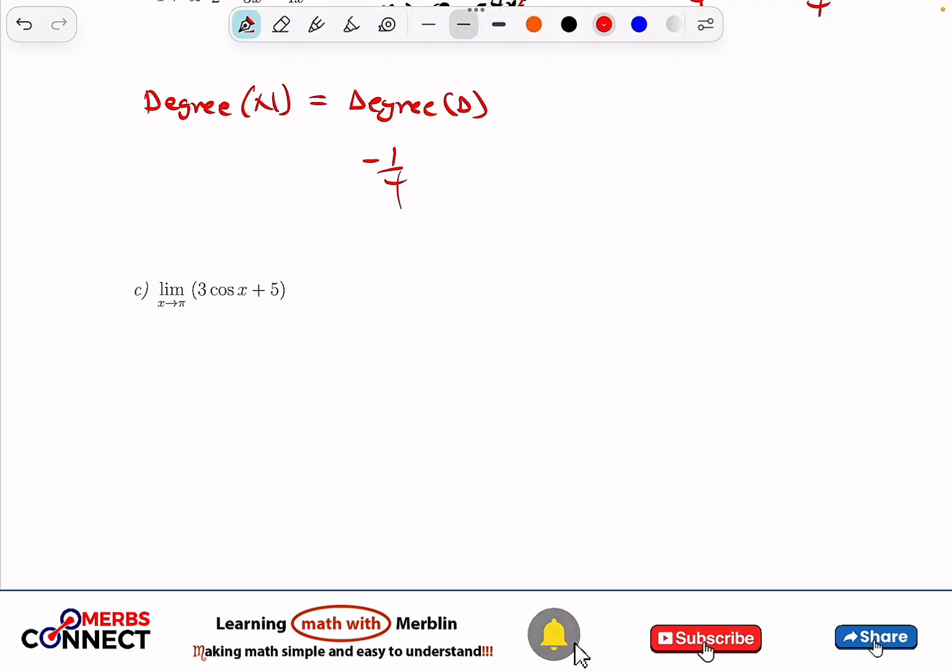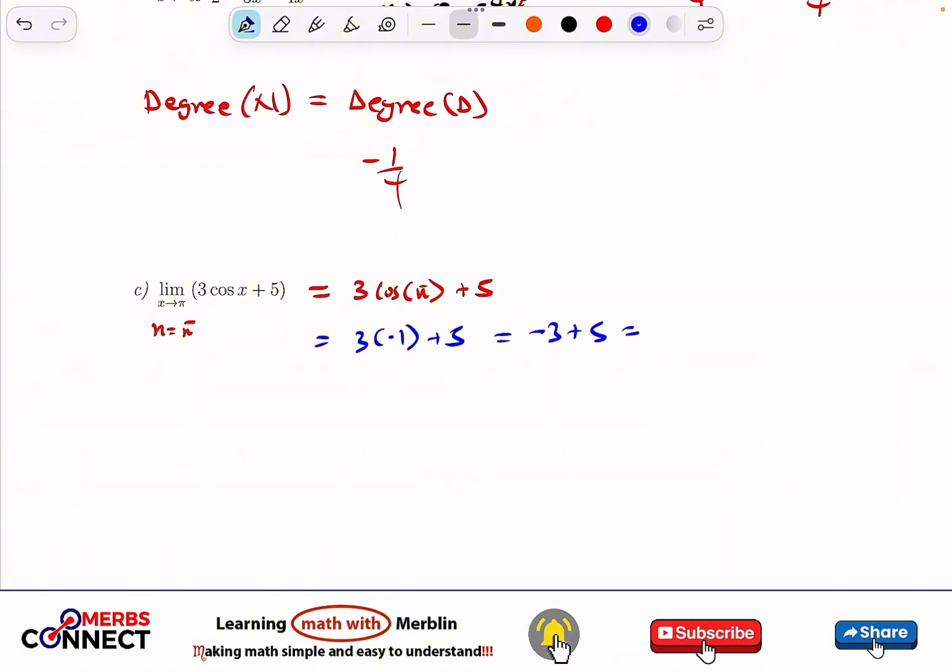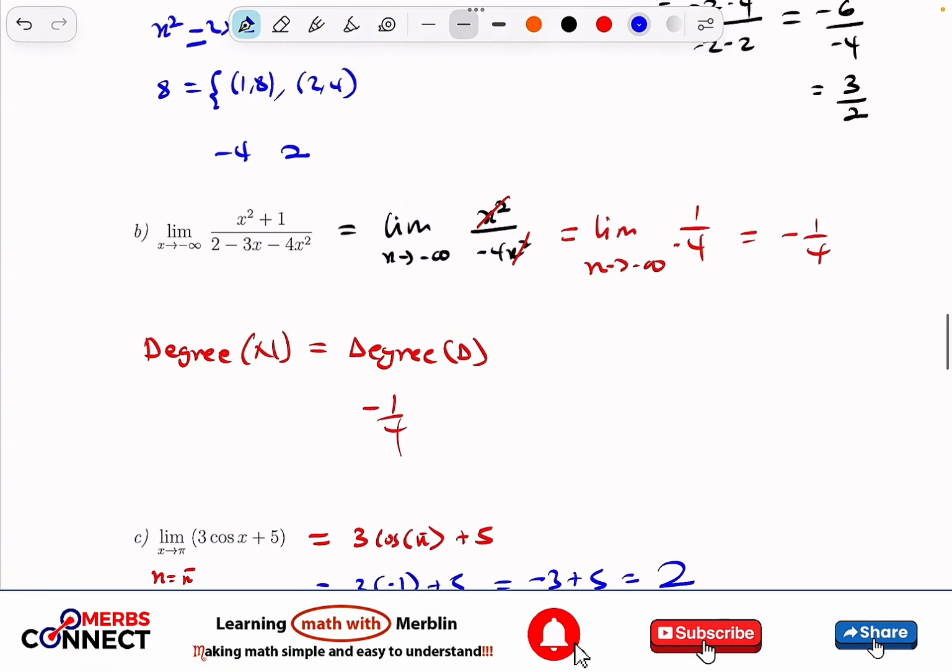Now, as I said, always direct substitution first. So let's do direct substitution here. Set x equal to pi. So 3 cos of pi plus 5. Don't forget, we are not using calculators, so you should be good with the cosine graph so that we will know that cos pi is negative 1. So this is going to give us 3 times minus 1 plus 5, which is minus 3 plus 5, and this is going to give us 2 from here.